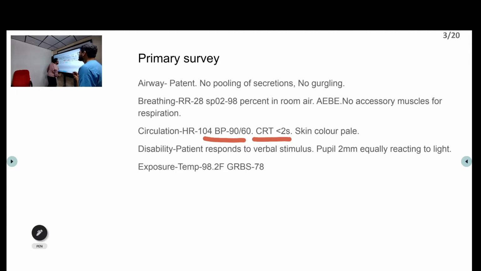Continue. Disability: the patient responds to verbal stimulus. Pupils 2 mm equally reacting to light. Exposure: temperature 98.2 degrees Fahrenheit and GRBS of 78. Coming to SAMPLE history, there was no allergic history, no drug history, no history of similar episodes in the past. The last meal was taken 2 hours back.